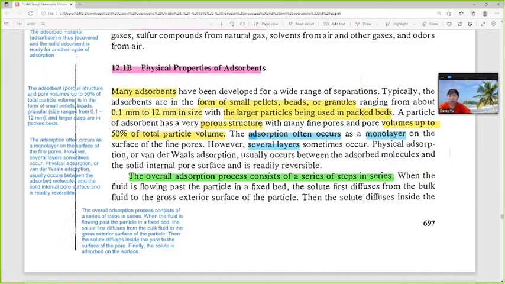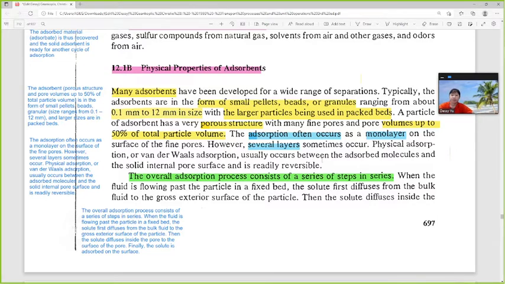The overall absorption process consists of a series of steps in series. When the fluid is flowing fast past the particle in a fixed bed, the solute first diffuses from the bulk fluid to the gross exterior surface of the particle. Then the solute diffuses inside the pore to the surface of the pore. Finally, the solute is absorbed on the surface.